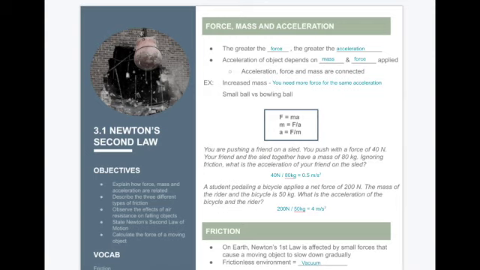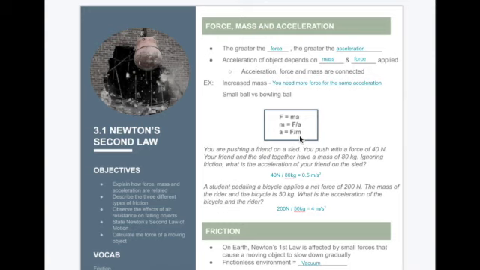So here are the equations for calculating the force, mass, or acceleration. Okay, and I have it solved for the different things. If you're trying to find force, it's force equals m times a, or mass times acceleration. If you're trying to find mass, it would be mass equals force divided by acceleration. Or if you're trying to find acceleration, it would be force divided by mass, okay?